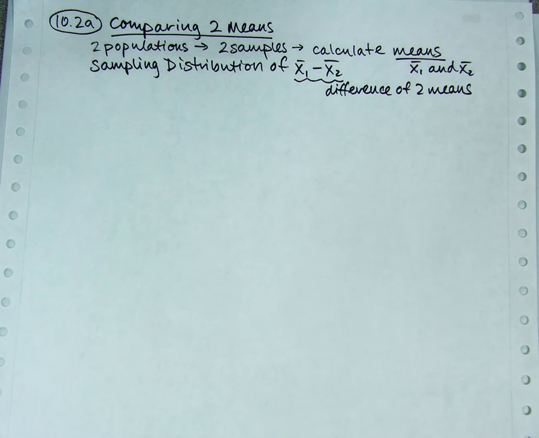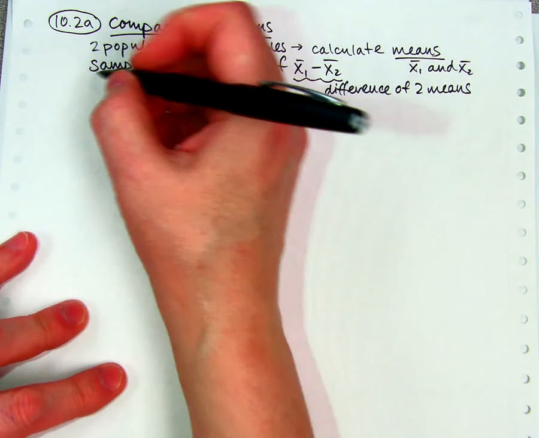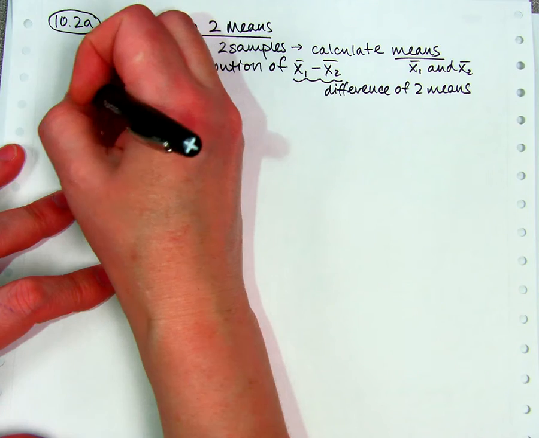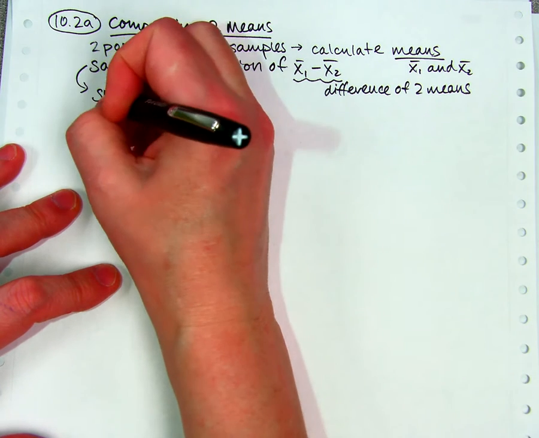So we're going to do the same structure as we did in 10.1. We're going to start with the sampling distribution and what if we know something about the population. And then we're going to move to confidence intervals and significance tests later this week. So for the sampling distribution, we need to talk about shape, center, and spread.